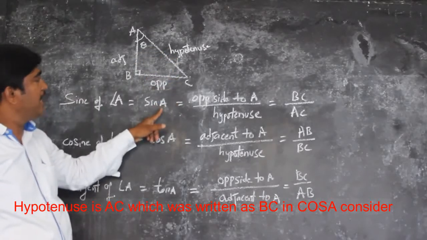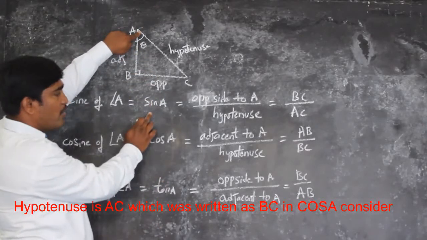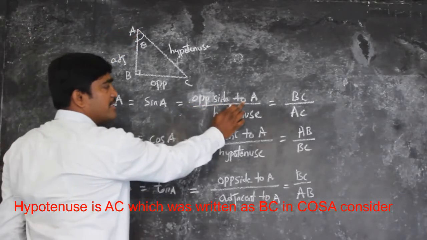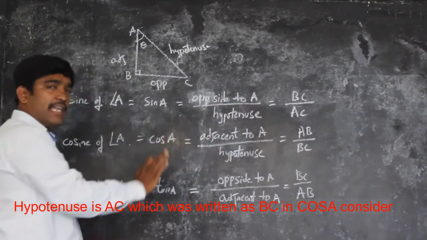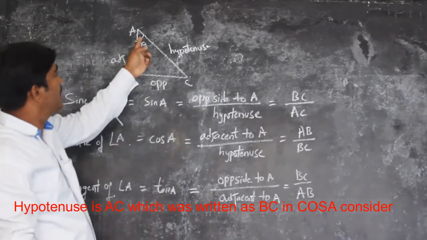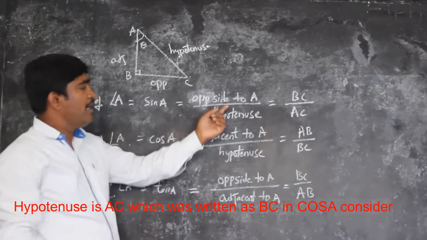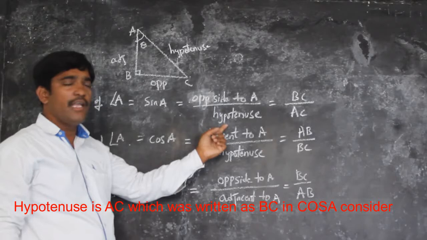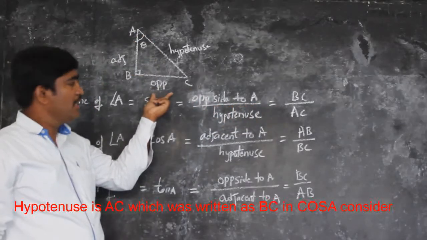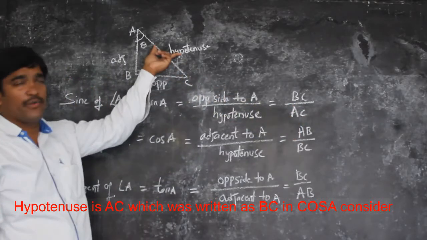Now since it is sine A, I will go for A. What is the sine ratio? What is the sine definition? Opposite side to whichever angle it is, whether A, B or C. Here since we are with A, I will go for opposite side to A by hypotenuse: opposite by hypotenuse. What is the opposite side to A here? BC, and by what is AC? This AC is nothing but the hypotenuse.